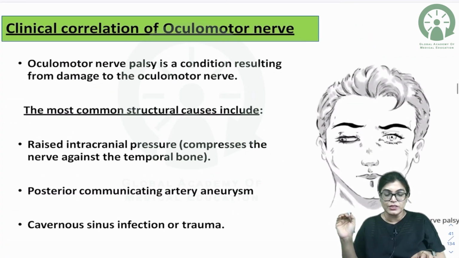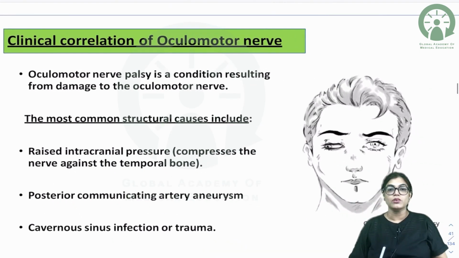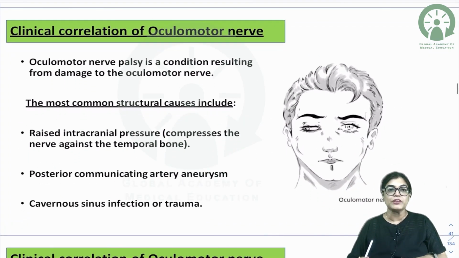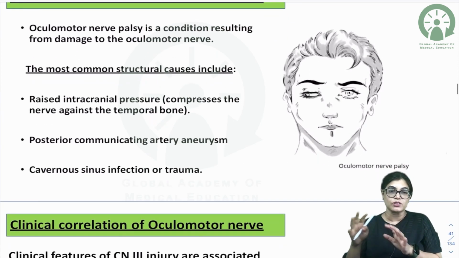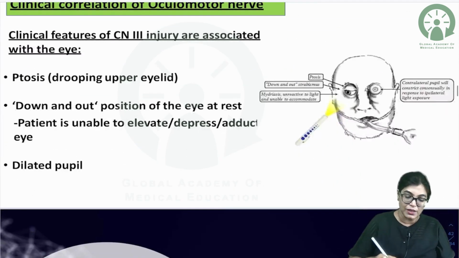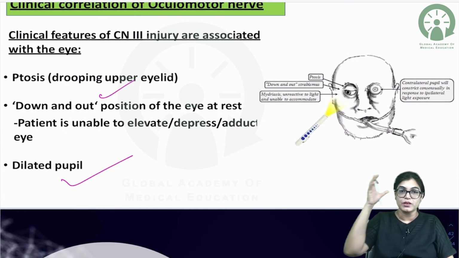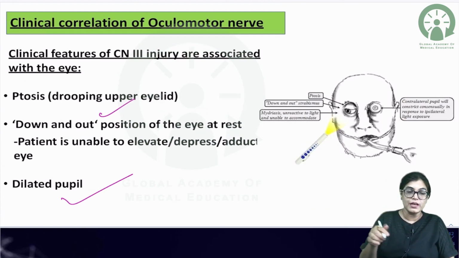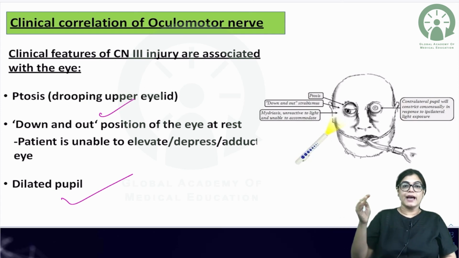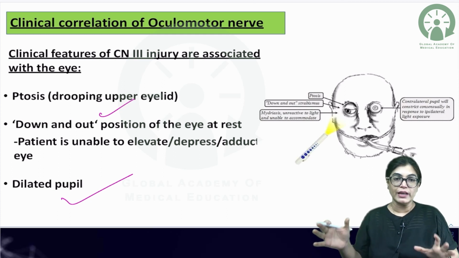The clinical correlation is also known to you. When the oculomotor nerve is injured, it causes oculomotor nerve palsy. In that case all extraocular muscles are paralyzed except the superior oblique, supplied by the fourth cranial nerve, and the lateral rectus, supplied by the sixth cranial nerve. The eye will have a dilated pupil, and the levator palpebrae superioris muscle is paralyzed, so there will be drooping of the upper eyelid. The eyeball will be in the down and out position.